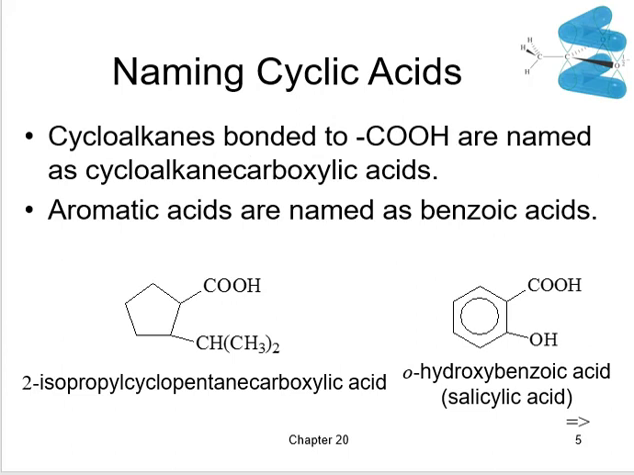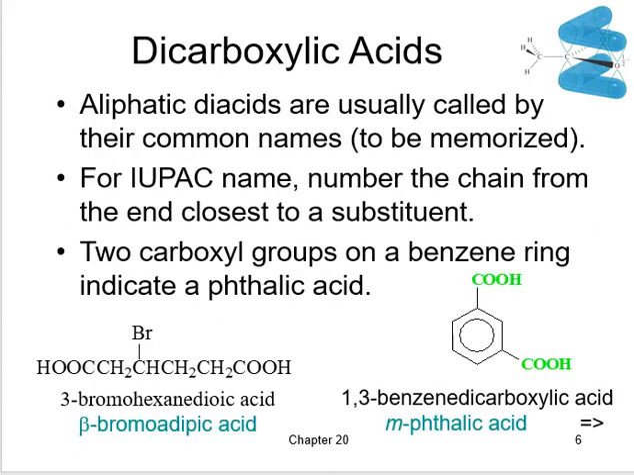Naming of the cyclic acids: cycloalkanes bonded to a carboxylic group are named as cycloalkane carboxylic acids. Aromatic acids are named as benzoic acids. Dicarboxylic acids: aliphatic diacids are usually called by their common names, to be memorized. For the IUPAC name, number the chain from the end closest to a substituent. Two carboxyl groups on a benzene ring indicate a phthalic acid.